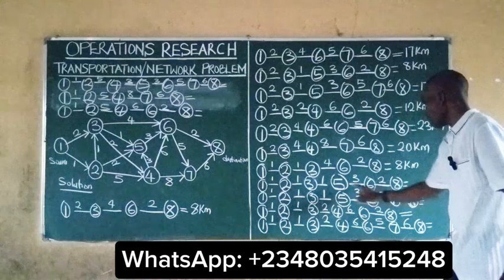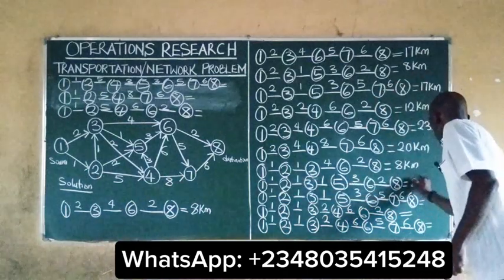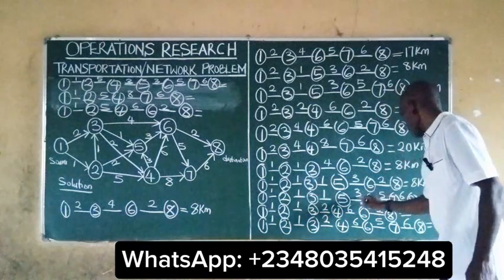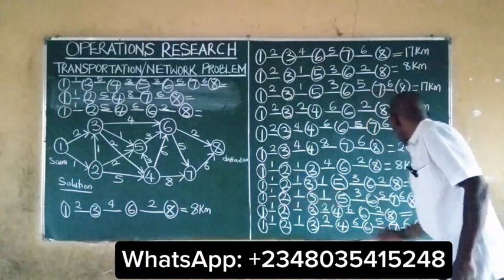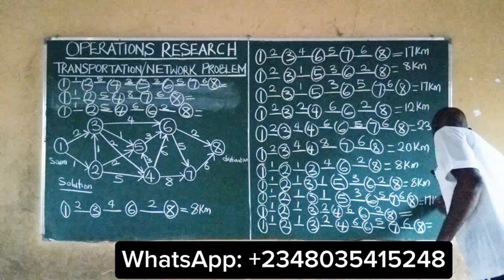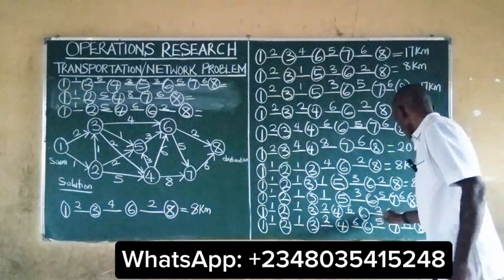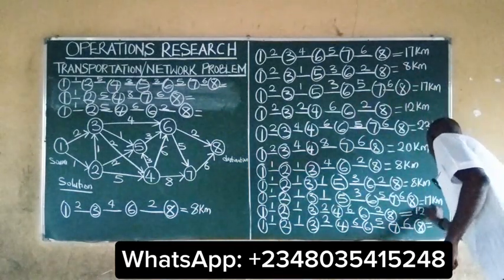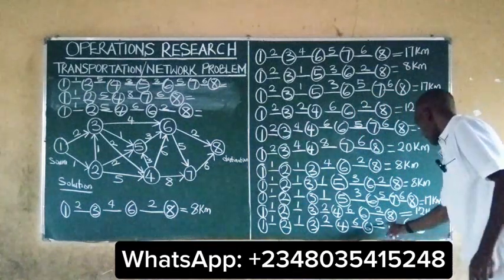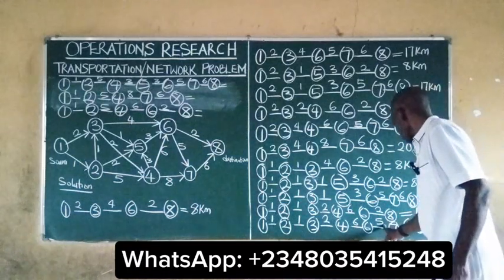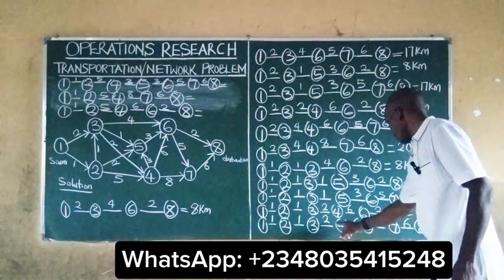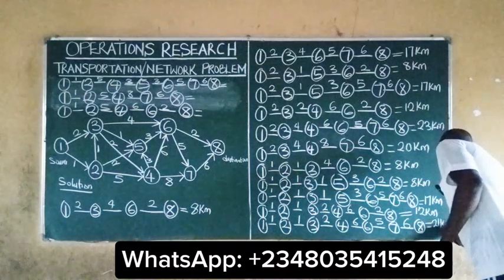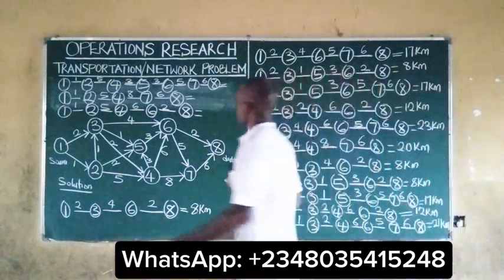Here we have 5, 6, 7, 8. 8 kilometers. Here we have 11, 14, 15, 16, 17. 17 kilometers. Here we have 8, 12 kilometers. Here we have 11. 11 plus 6, 17. 19, 20, 21. 21 kilometers. We come over to this place.